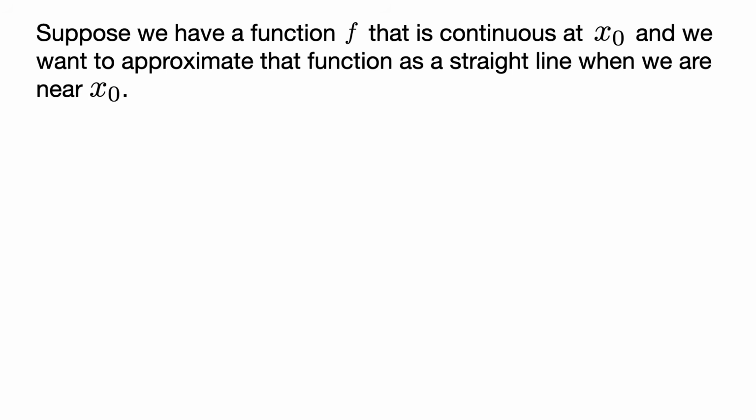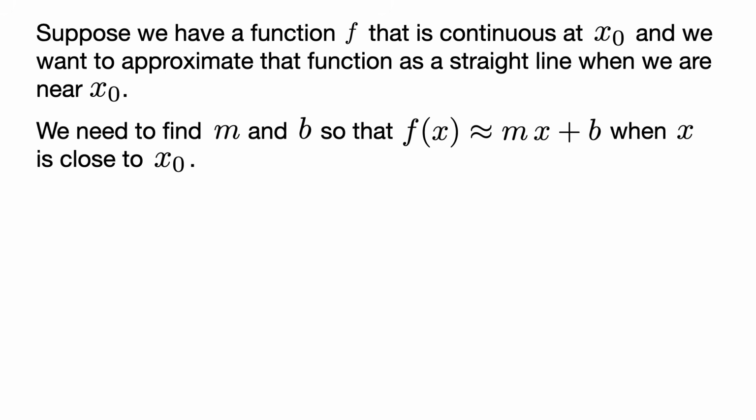Suppose we have a function f that is continuous at x0, and we want to approximate that function as a straight line when we are near x0. How would we do that? Well, we need to find m and b so that f of x is approximately equal to mx plus b when x is close to x0.